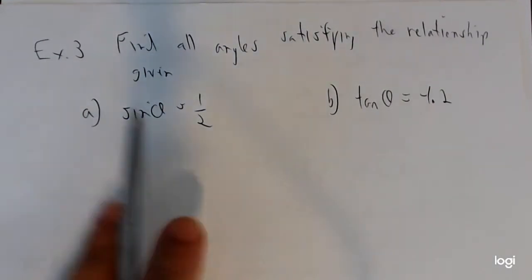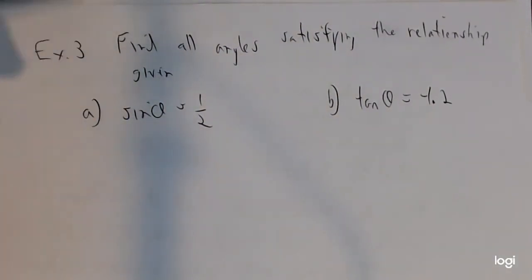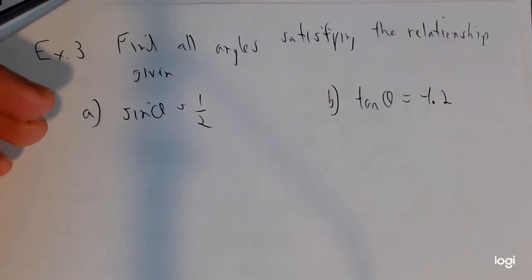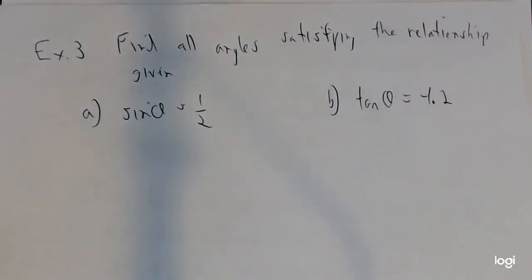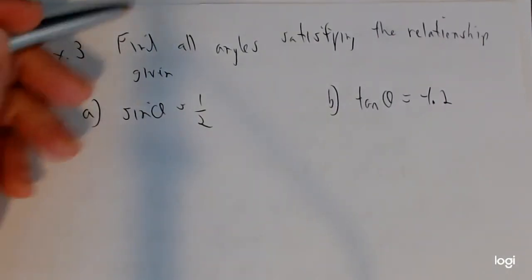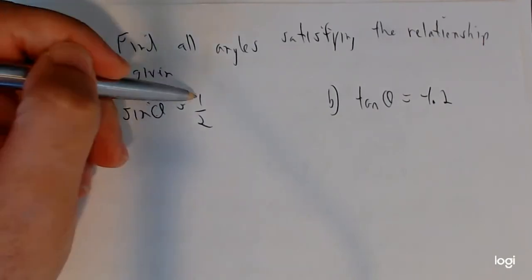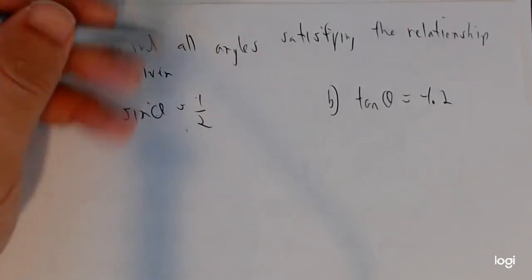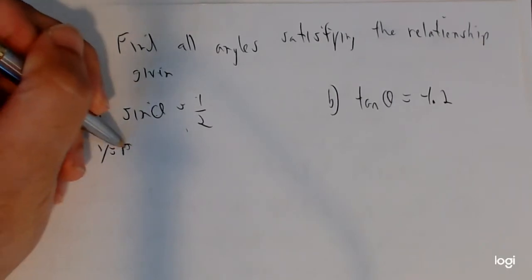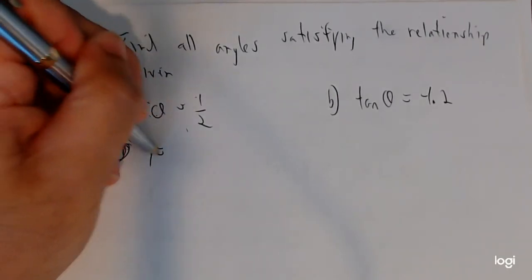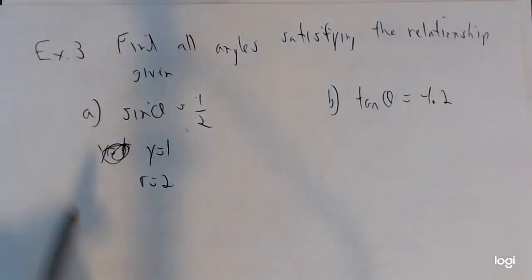for part A, if we look at this, what's the first thing we want to do is we want to identify our x, y, and r, right? Remember that was the first thing. So notice how sine of theta is what? Y over r. So y is 1. Oops, sorry. Y is 1. R is 2. Now we need to find x.